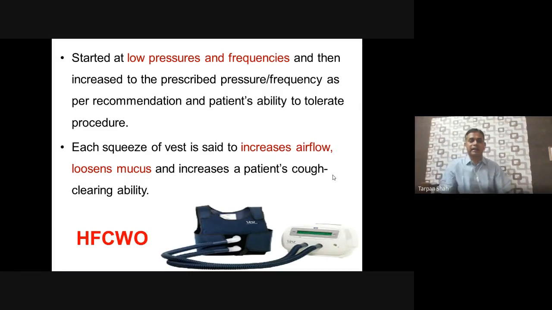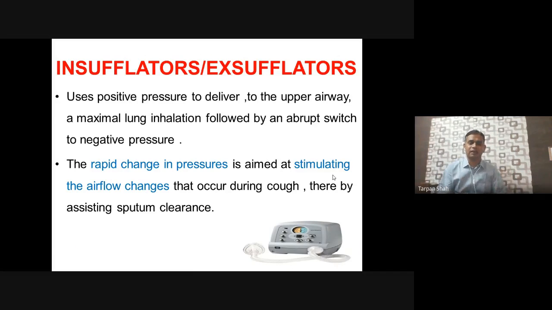Now, this is very, very important and effective: high frequency chest wall oscillation. In that we provide a vest or a jacket, and we switch on the machine. It will start at low pressure and frequency initially, and later on the frequency and the pressure with which it provides the compression will increase. According to the patient's ability to tolerate and the recommendation from the physician, this can be given to the patient. Each squeeze of this jacket will increase the airflow inside the lung, loosen the secretion, that means the mucus, and increase the patient's ability to cough it out. So high frequency chest wall oscillation is very, very useful clinically.